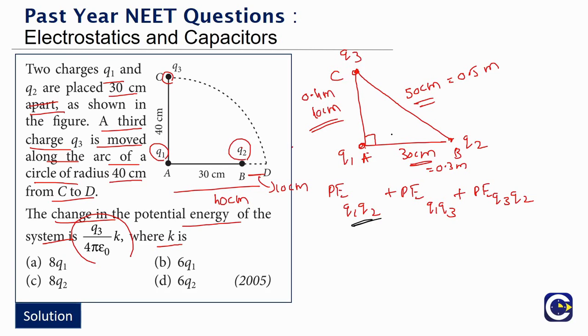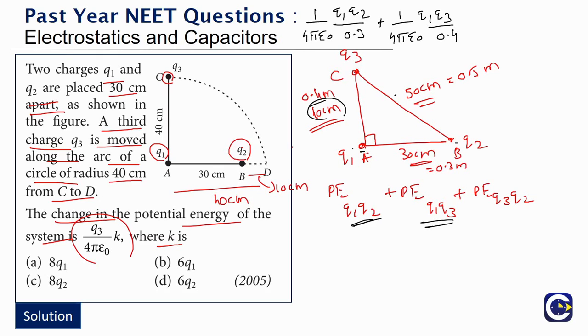Potential energy of the Q1 and Q2: 1 by 4 pi epsilon naught Q1 Q2 by the distance between them, 0.3 in terms of SI units, plus potential energy of Q1 Q3. Q1 is here, Q3 is here. The distance between them is 0.4 meter. So 1 by 4 pi epsilon naught Q1 Q3 by 0.4.